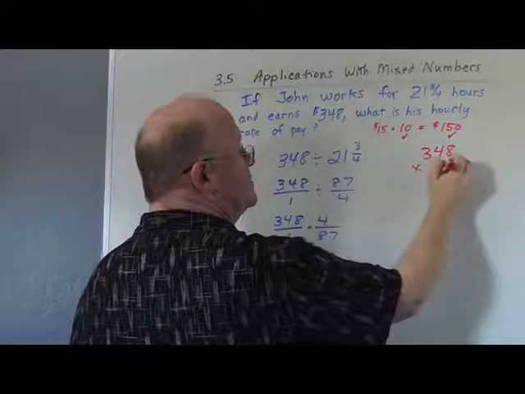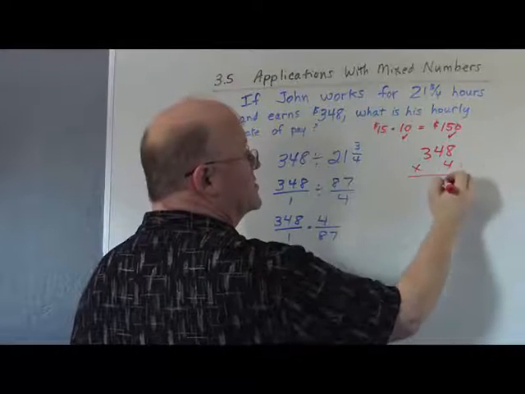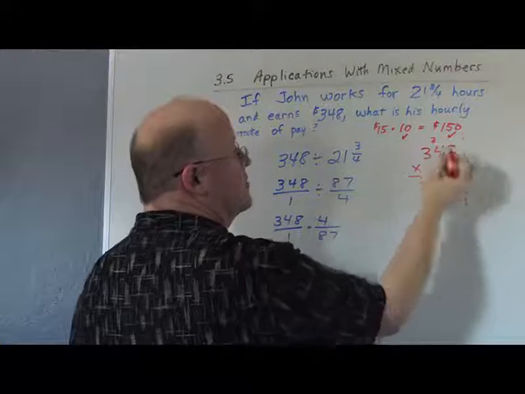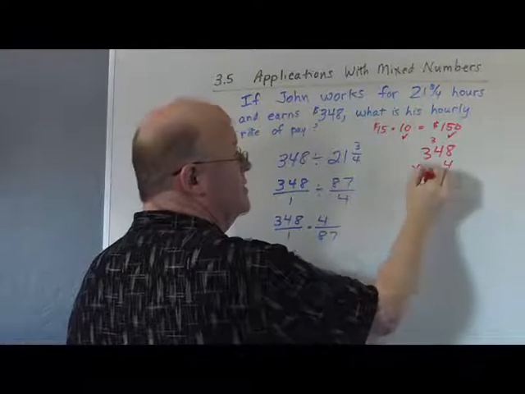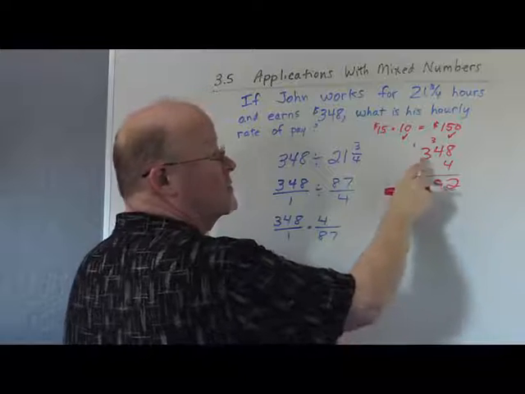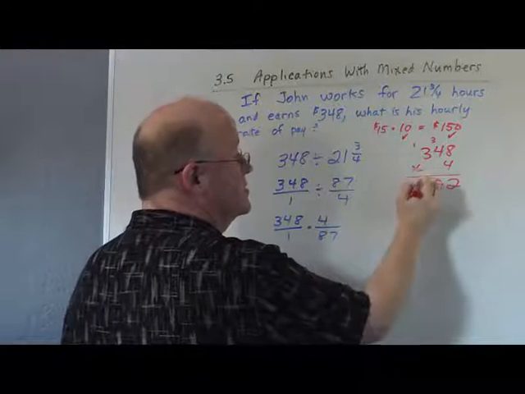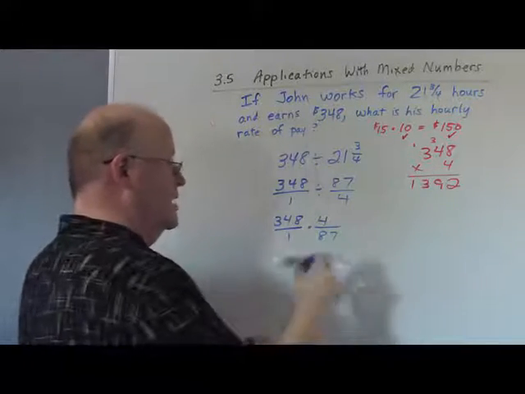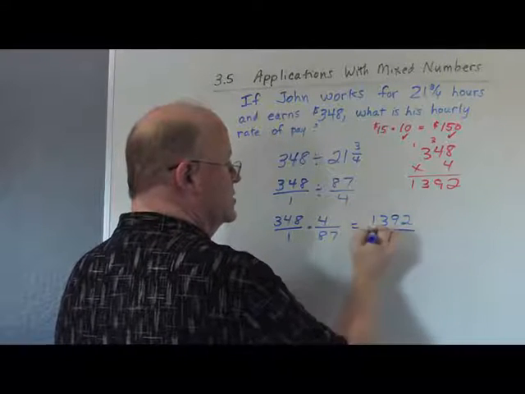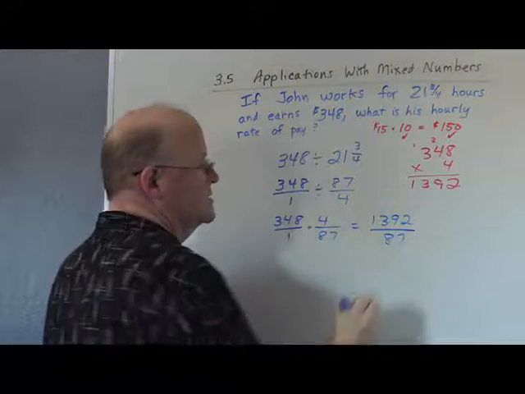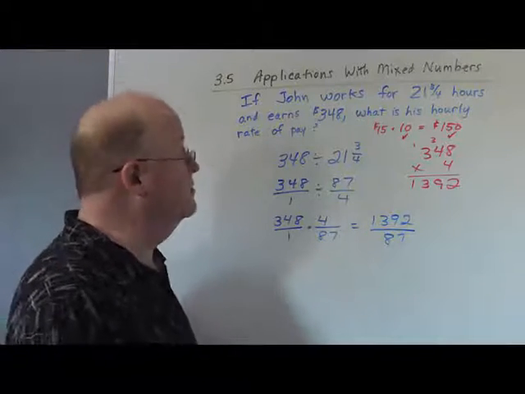348 times 4. 4 times 8 is 32. Put the 2 down, carry the 3. 4 times 4 is 16, plus that 3 is 19. Put the 9 down, carry the 1. 4 times 3 is 12, plus that 1 is 13. So we have now 1,392 divided by 87. Woo, we've got some big numbers here.